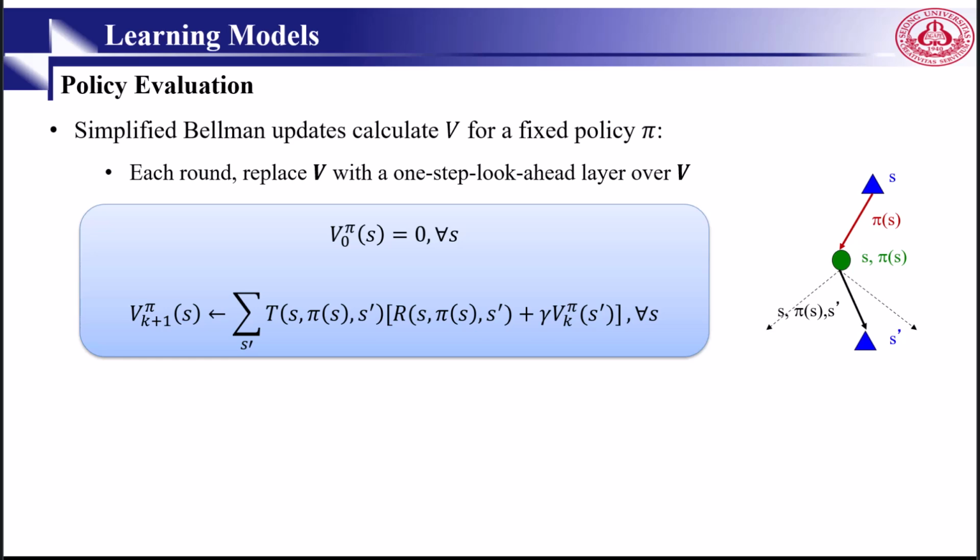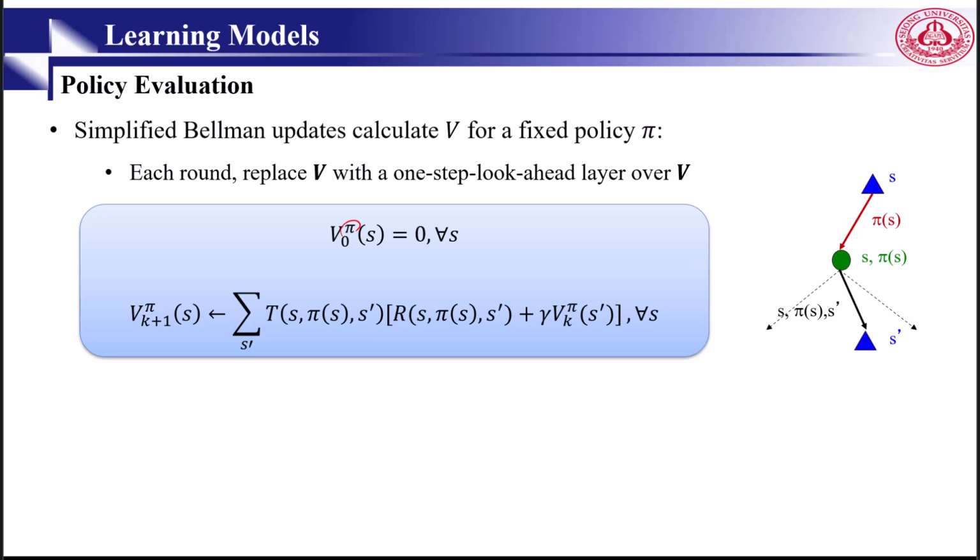Now, we want to estimate the expected return of a particular policy if we don't have access to the true MDP models. To do so, we go for a simplified Bellman equation to find V for a fixed policy pi. In each round, we just replace V with a one-step look-ahead layer over V. This approach fully exploits the connection between the states. We need T and R to do it. So in policy evaluation, we compute the value function iteratively without waiting for episodes to finish. In this approach, we use partial returns, dynamic programming updates, and the best current value estimate, which is more efficient and allows online updating.